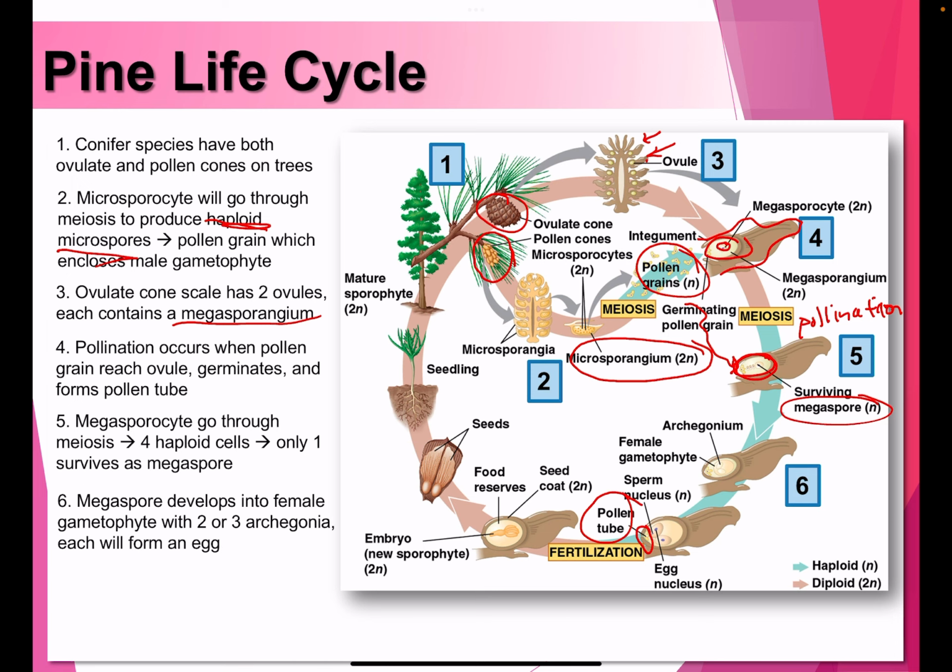And then step 6, the megaspore will then develop into a female gametophyte, which will then form your egg. Okay, so this is why you have your egg right here.